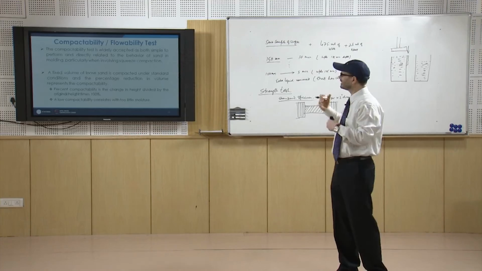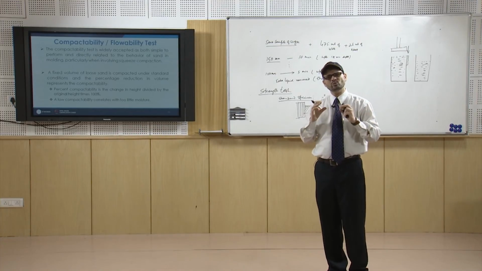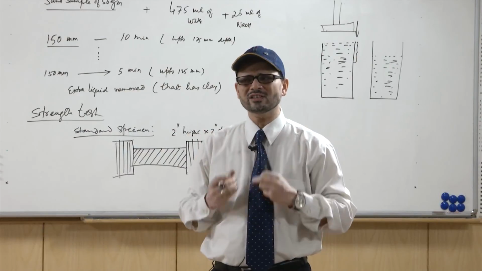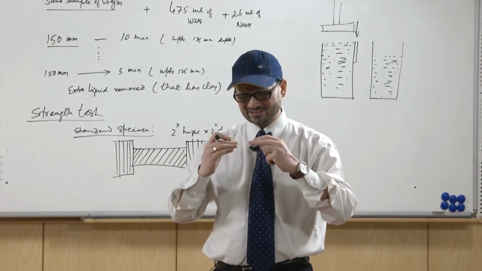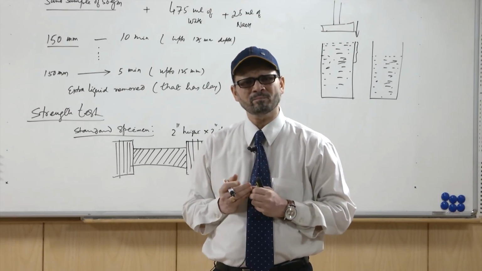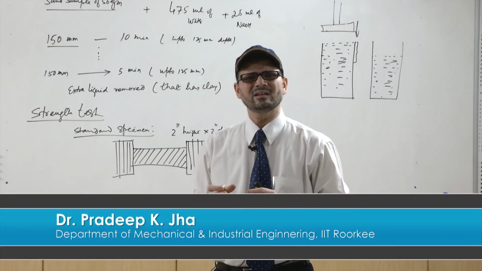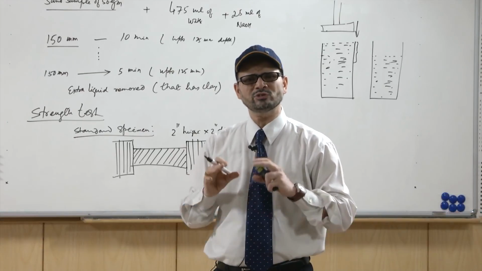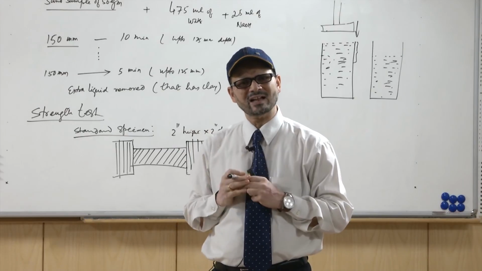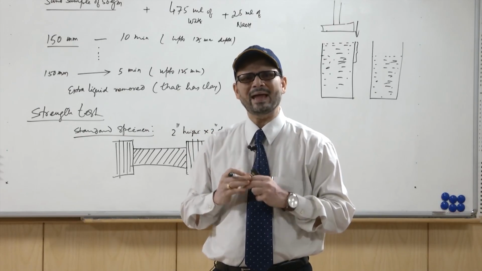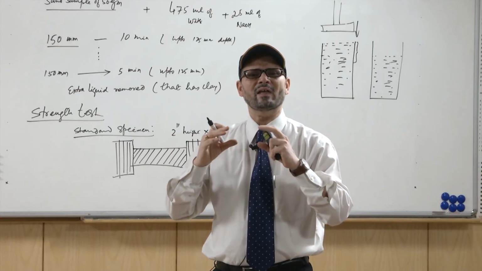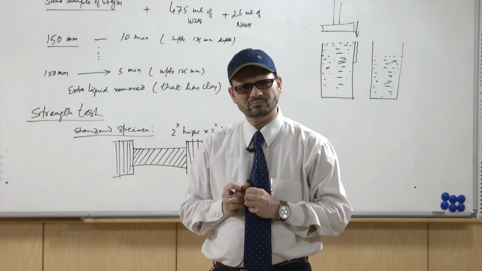So, there are different kinds of tests which are to be carried out before assuring that the molding sand which you have got has the adequate property to withstand the conditions of the molten metal, which will be poured inside the cast mold, and you then can ensure that there will be a good quality cast product. Thank you.